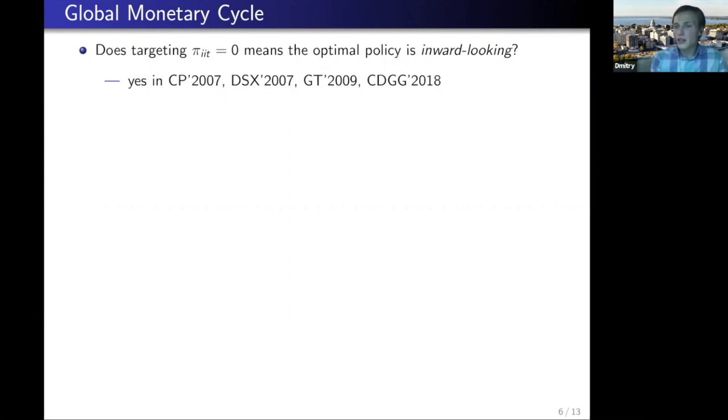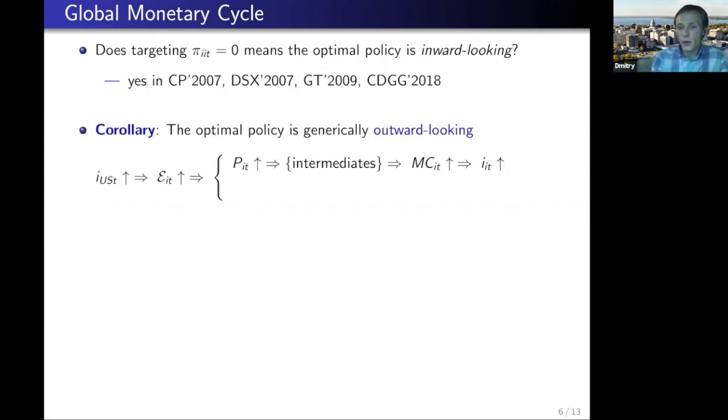It turns out that this result holds only in this very special knife-edge case, while if we look more broadly, if we allow for a more general structure of asset markets and more general preferences, it is no longer there. It turns out that the optimal policy is generically outward looking. In fact, there are two channels through which foreign shocks affect local monetary policy. As an example, consider the case when the US increases its nominal interest rate. That leads to appreciation of the dollar and depreciation of all other currencies against the dollar.